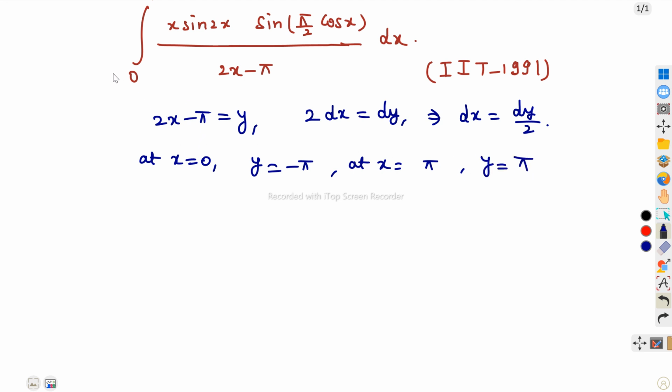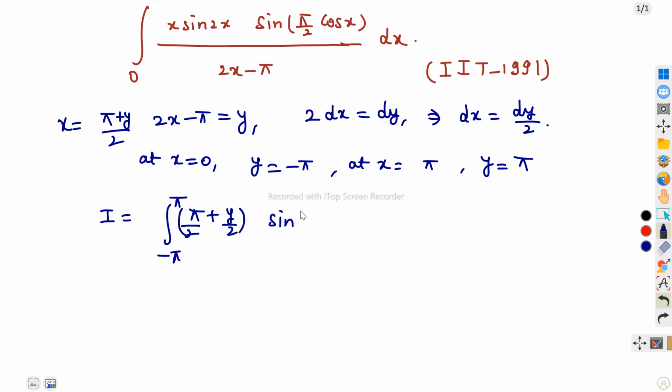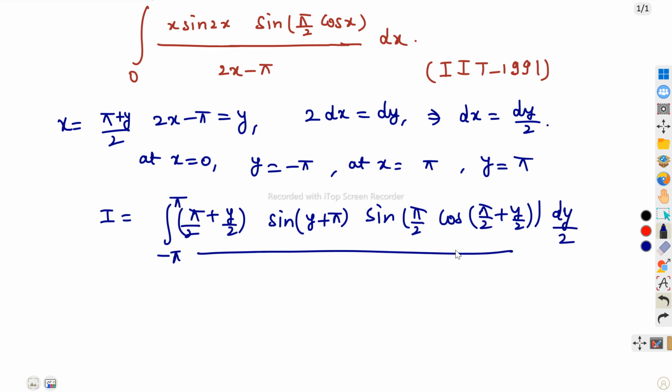So if we take the given integral as I, our integral becomes from minus pi to pi, and in the place of x we can replace x equals (pi plus y) over 2. Sine 2x equals sine(y plus pi), and sine of pi by 2 cos x, where x is pi by 2 plus y over 2, times dy over 2, over y.